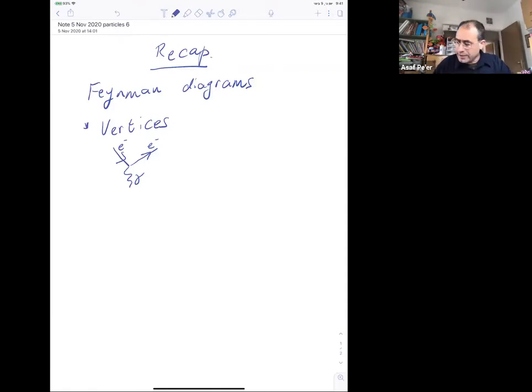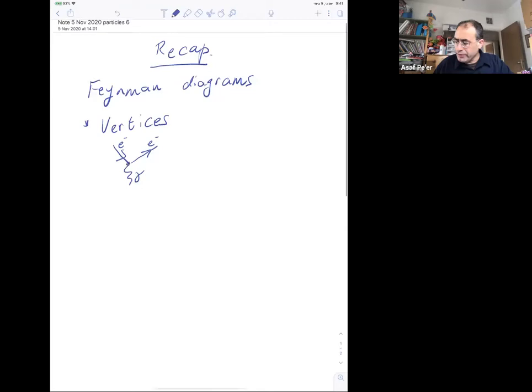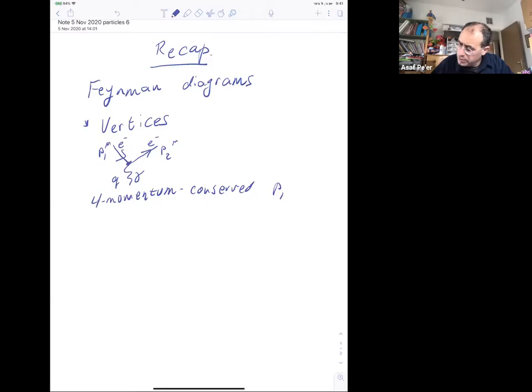Now at every vertex, there are some key features that are conserved, especially the four-momentum is conserved. If the four-momentum here is P1 and this is P2, and this is typically called Q, then we have P1^μ equals P2^μ plus Q^μ.